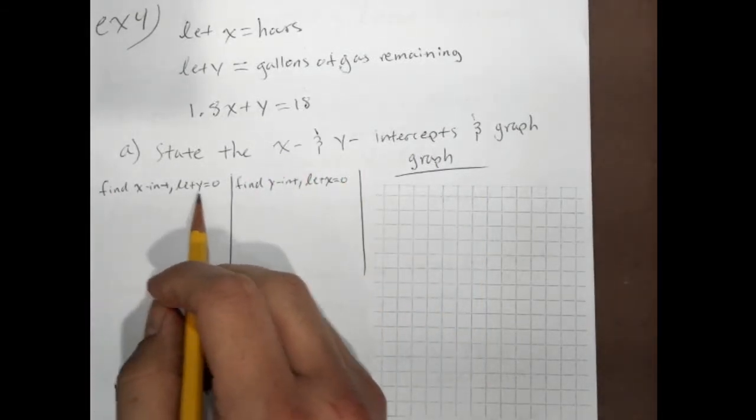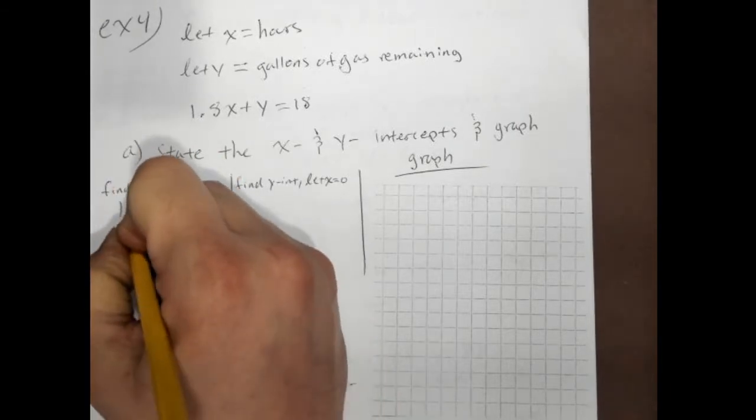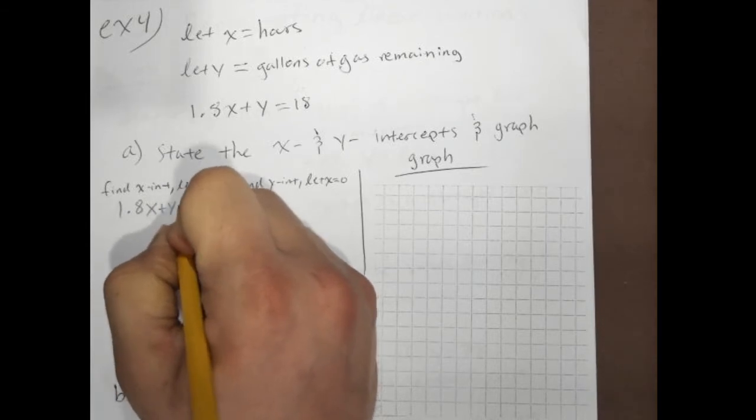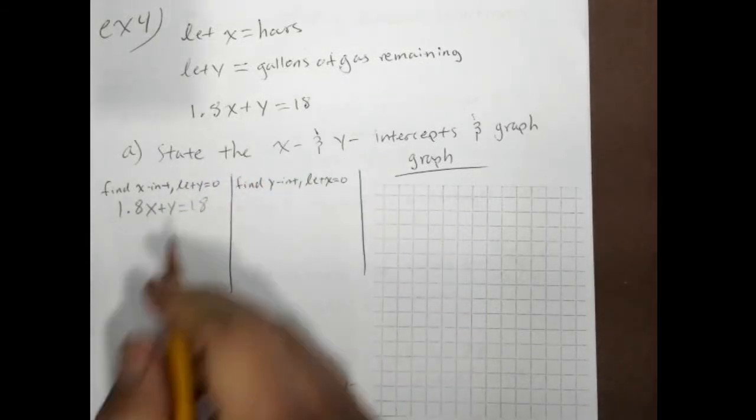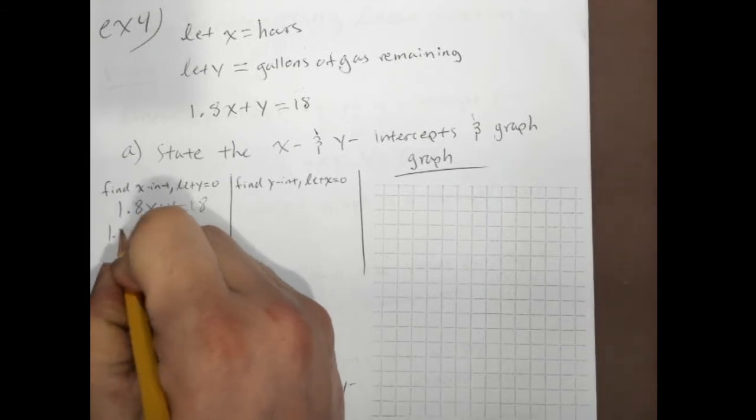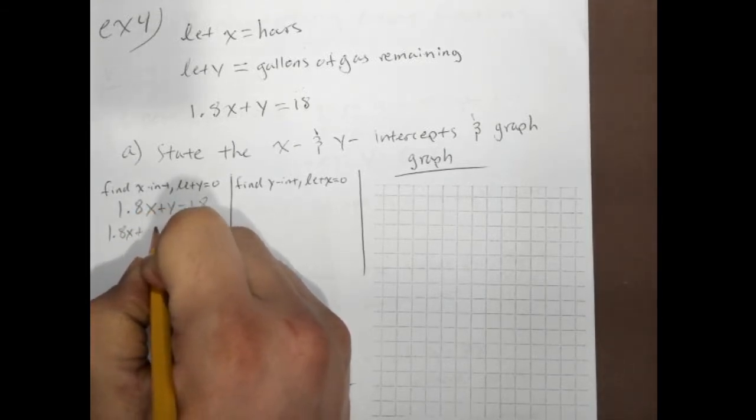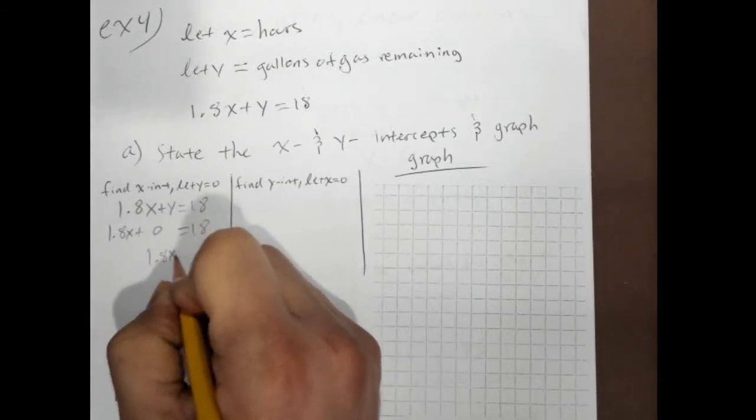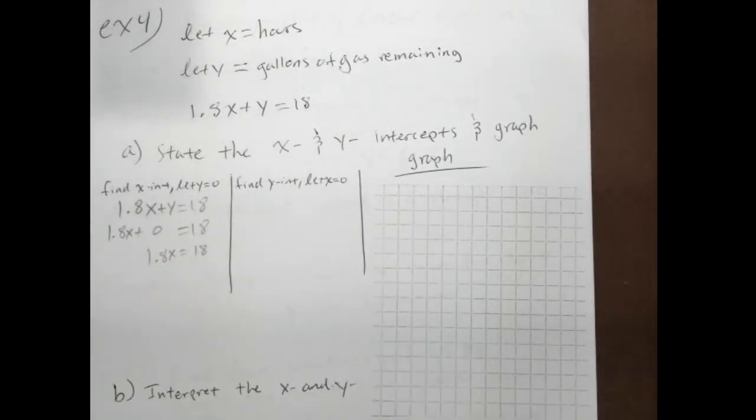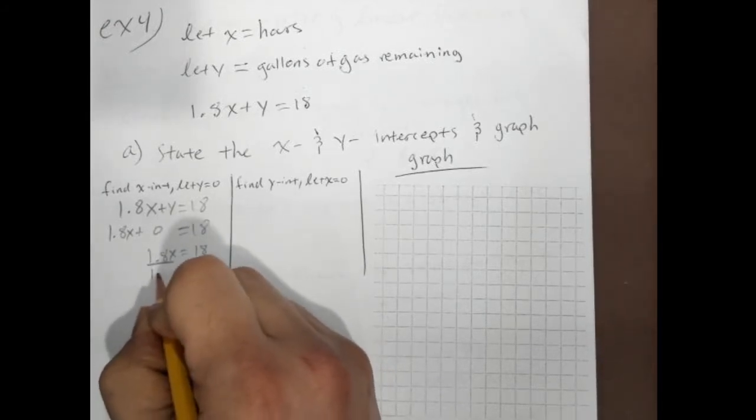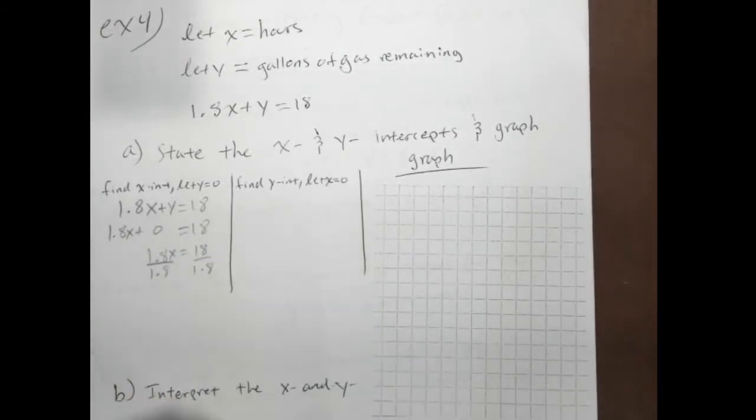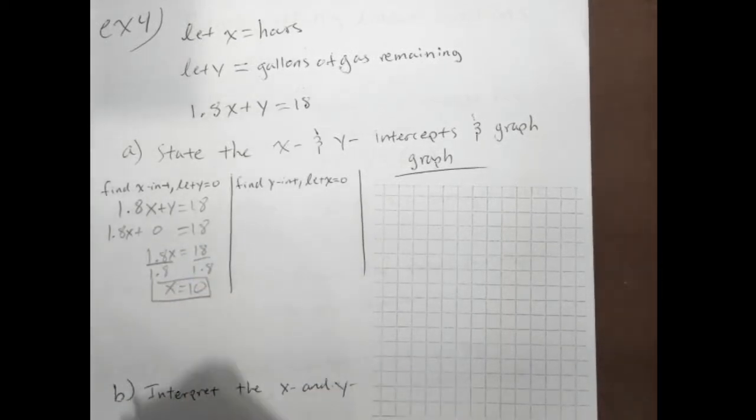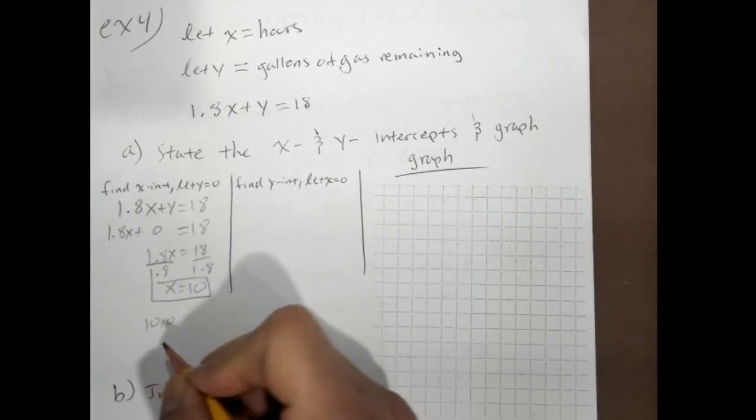Find x-intercept, let y equal 0. So let's start with our equation. Then we'll plug in 0 for y. Then we get 1.8x is equal to 18. We're going to divide both sides by 1.8. X equals 10. So my ordered pair here will be 10, 0.